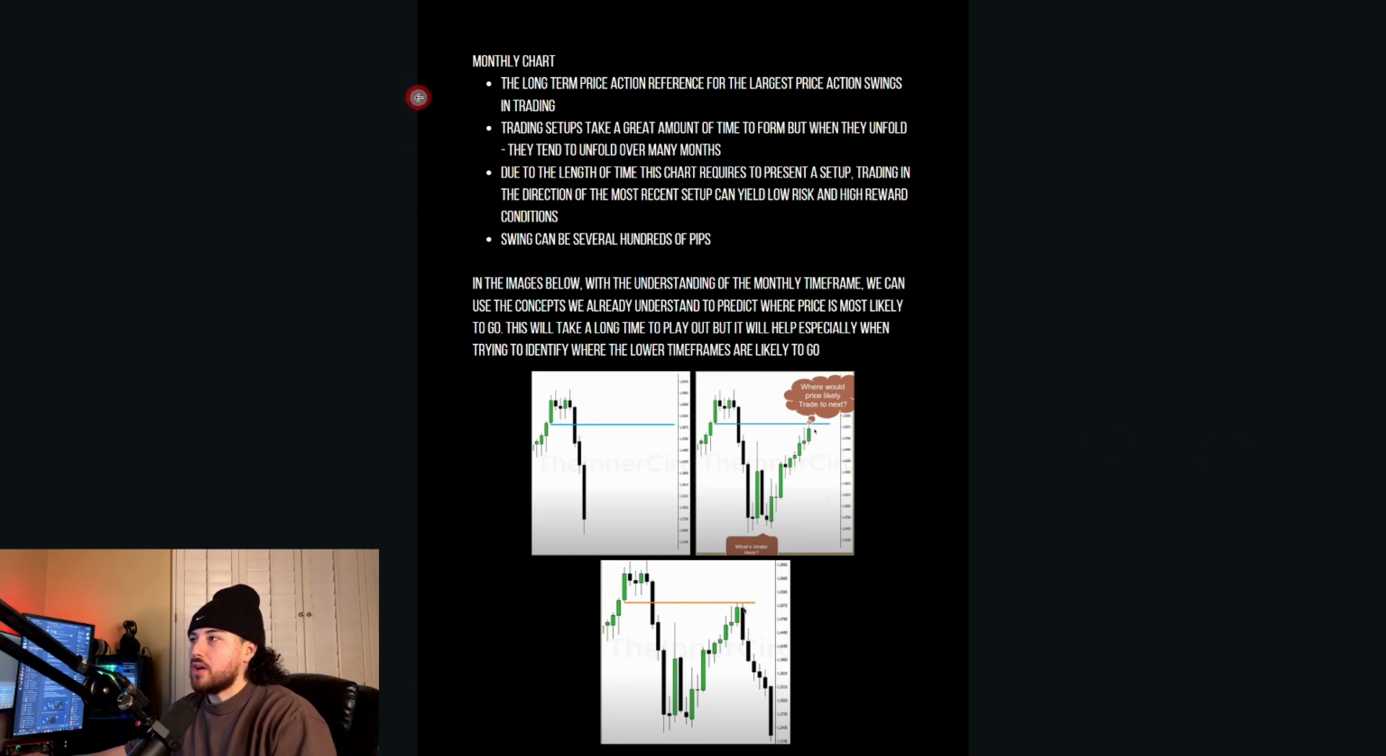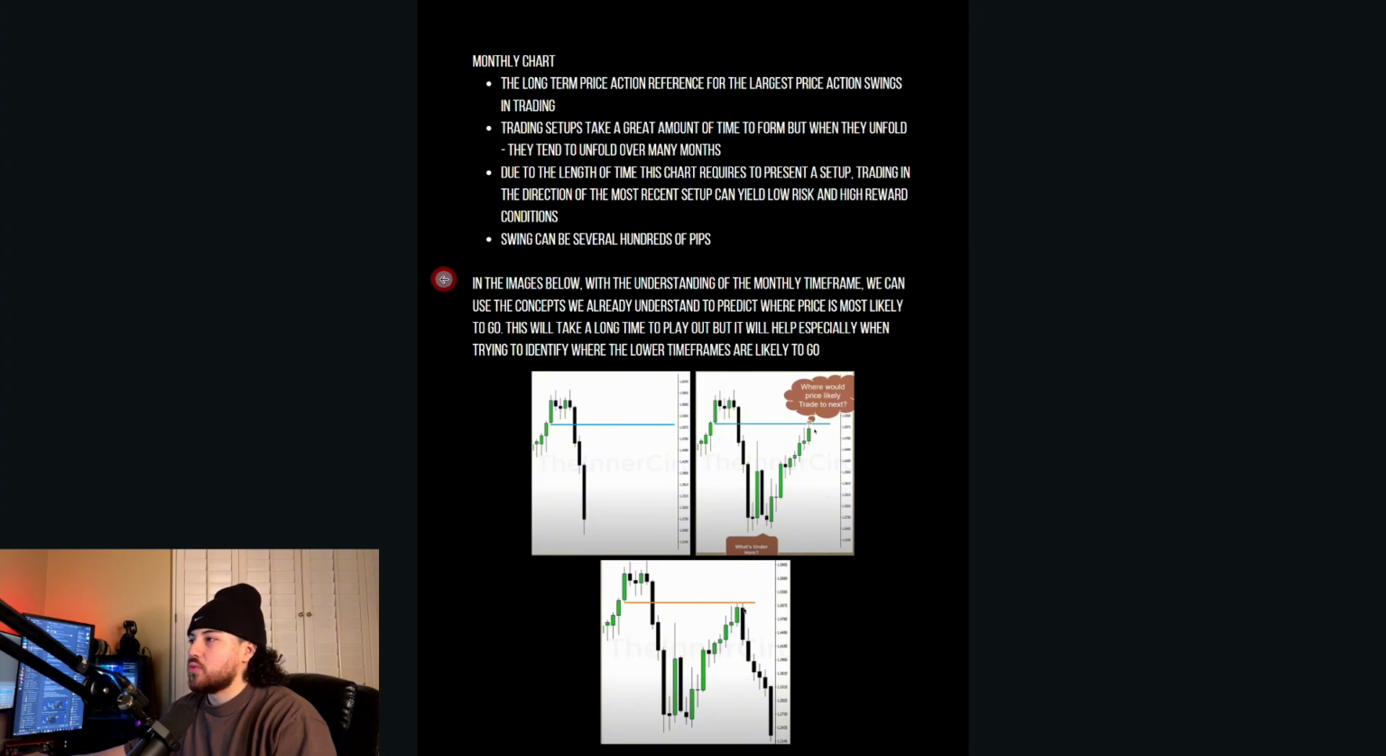Monthly chart: the long term price action reference for the largest price action swings in trading. Trading setups take a great amount of time to form, but when they unfold, they tend to unfold over many months. Due to the length of time this chart requires to present a setup, trading the direction of the most recent setup can yield low risk and high reward conditions. Swings can be several hundreds of pips.